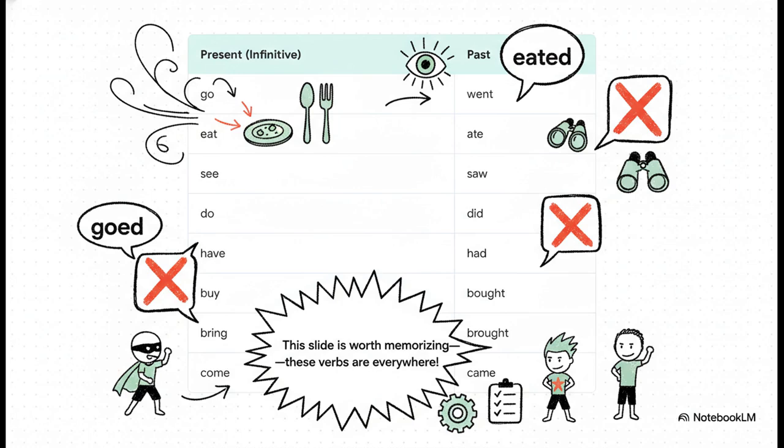And here are some of the biggest ones you'll see all the time. Go becomes went, eat becomes ate, see becomes saw. You'd never say I gooed to the store, right? You'd say I went. This little chart here, definitely one to remember, because these verbs pop up constantly.